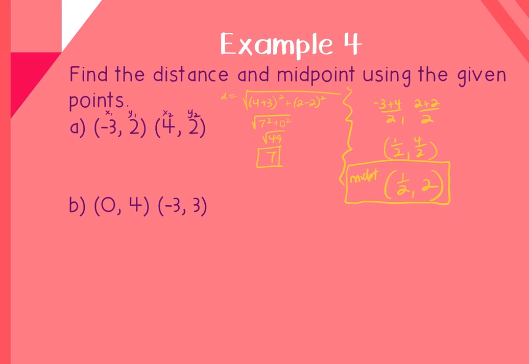All right, you do B. All right, so for the distance, you should have gotten square root 10. You'll leave it like that, keep it exact. And then your midpoint, negative 3/2 and 7/2.